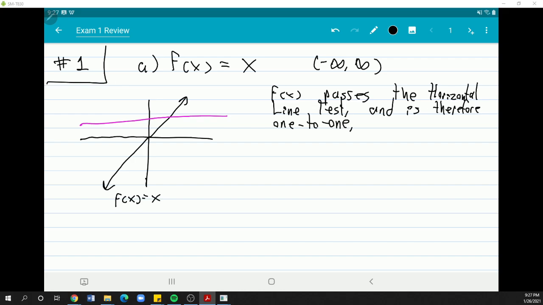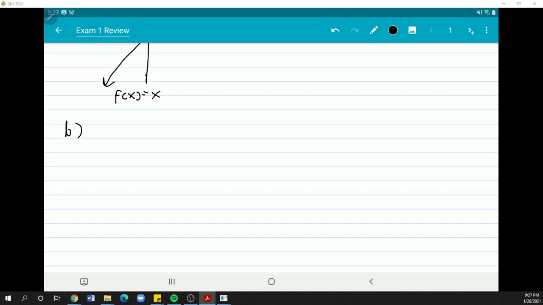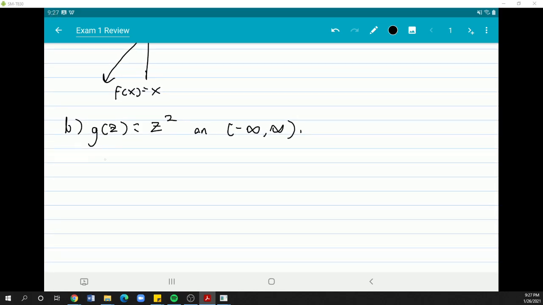Alright, not bad. The next one is to show you that not everything's one-to-one. So let's try B. g of z is equal to z squared on minus infinity to infinity. Alright, so let's take a look. What does this function look like?